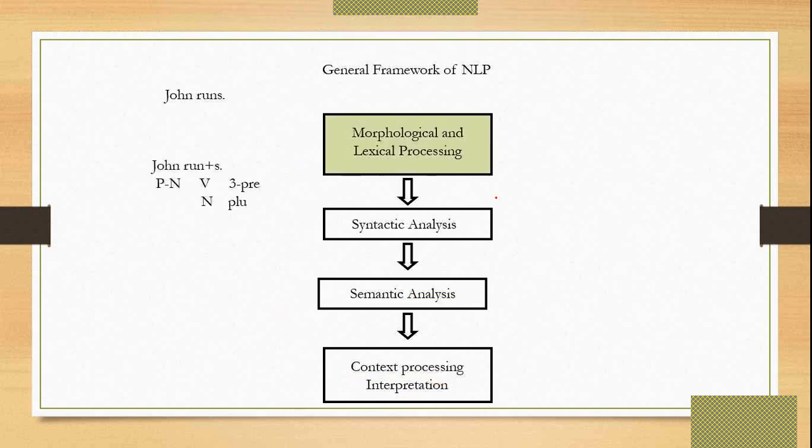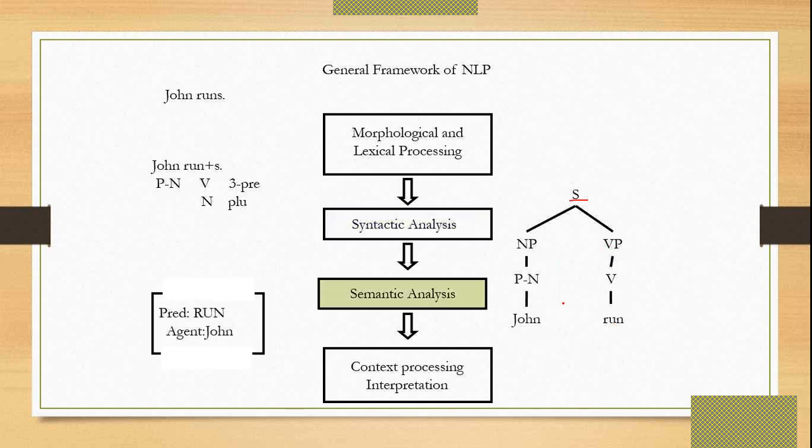So how does this framework work? In the first case, that is the morphological and lexical process, let us consider there is a sentence, John runs. First you have to find the pronouns, nouns, and verbs. Then you have to do the syntactic analysis, where you can find the noun and verb phrases. Then you have to find the noun, that is John, and the verb, that is run.